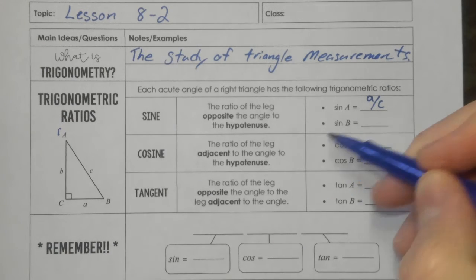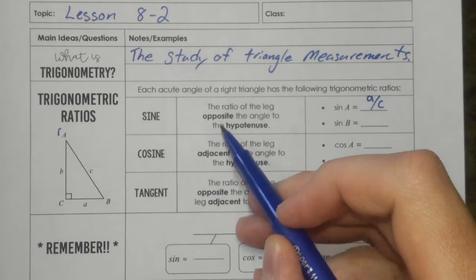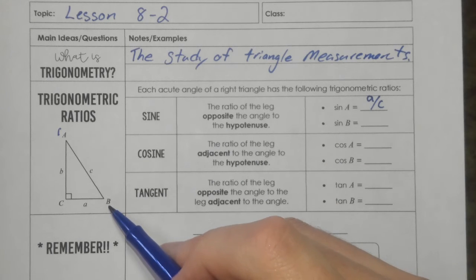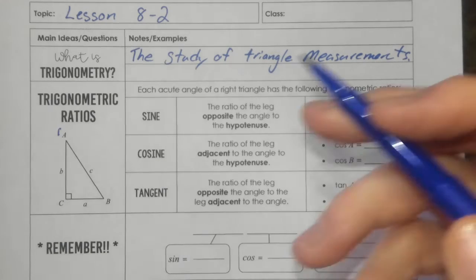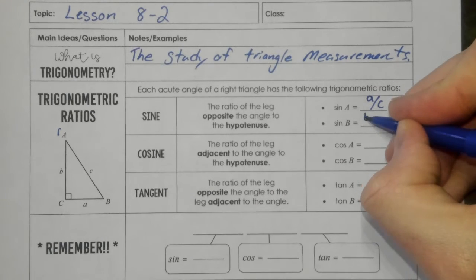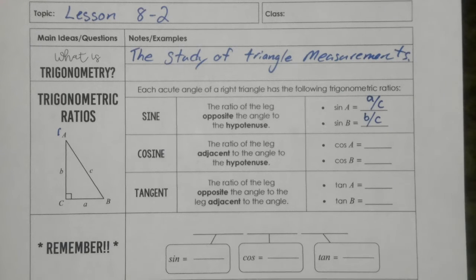Okay. So if we look at sine B, once again, this is the opposite leg. So the opposite leg of sine B is lowercase b, or little b, and then the hypotenuse is still c. So sine B is equal to the ratio b over c.